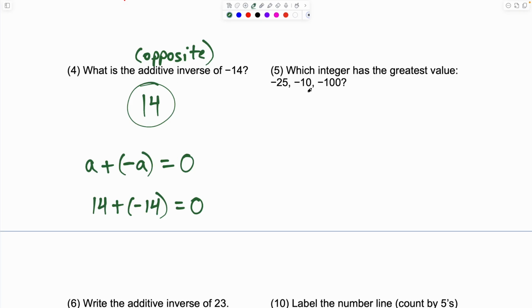And now moving on to question 5 here, which integer has the greatest value? What I could do here is make another number line. So I'm going to draw out a number line. But this time what I'm going to do is count by tens.